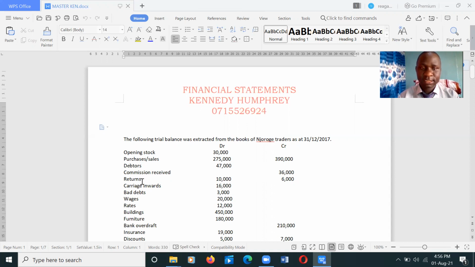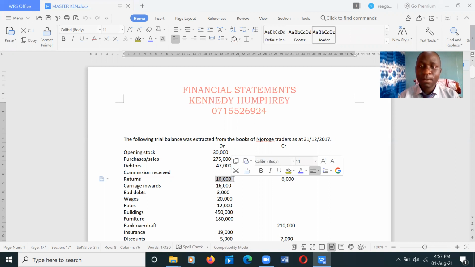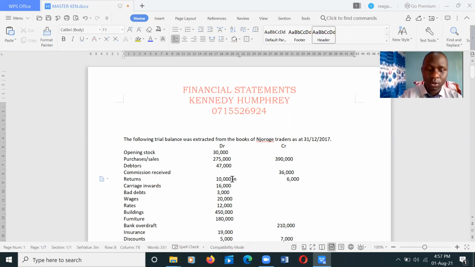Then we have returns. Whenever you see the word returns written in a trial balance, and they have given you an amount on the debit side and an amount on the credit side, you should know that the amount on the debit side, this 10,000, will be returns inwards. But the amount written on the credit side will be returns outwards.